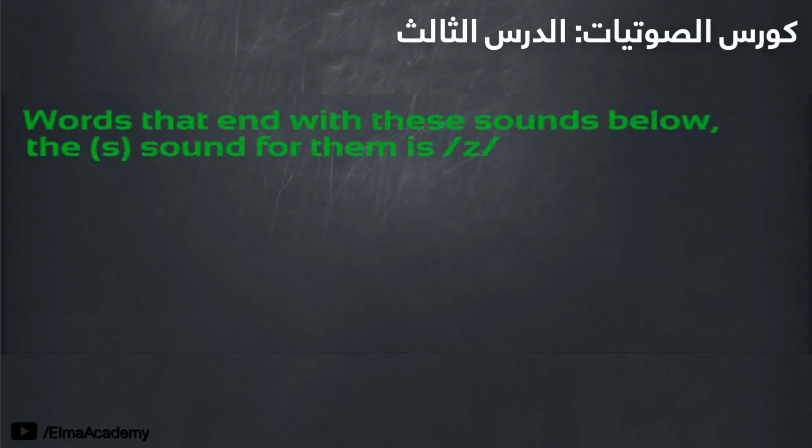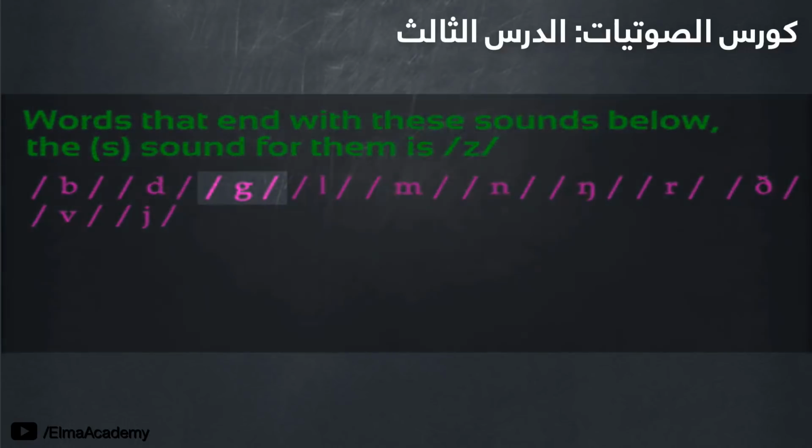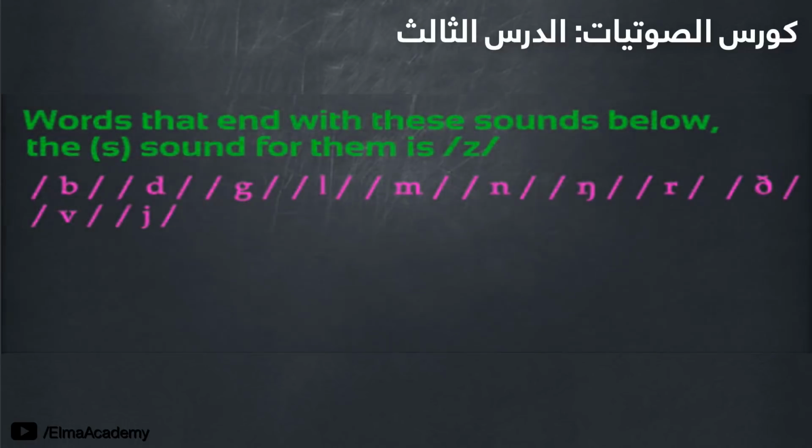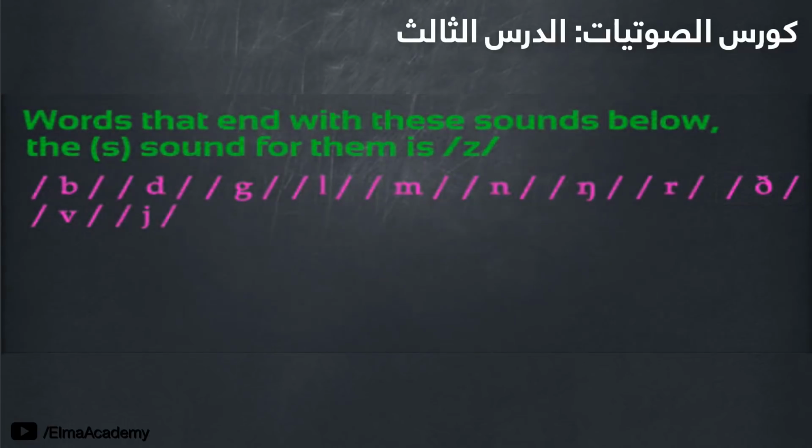Words that end with these sounds below, the S sound for them is Z: b, d, g, l, m, n, ng, r, th, v, y.